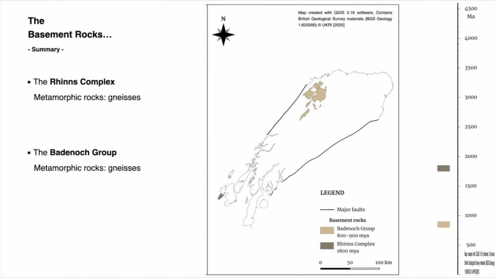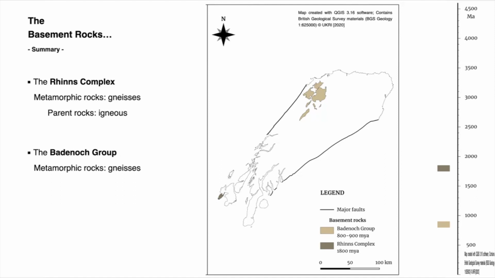We've seen that the basement rocks of the Grampian terrane are represented by two distinct units, and although both are made of gneisses, which are metamorphic, they have different parent rocks. Those of the Rhinns complex formed from igneous rocks, while those of the Badenoch group formed from sedimentary rocks. Also, the Badenoch group contains migmatites, which are metamorphic rocks that were partially melted.